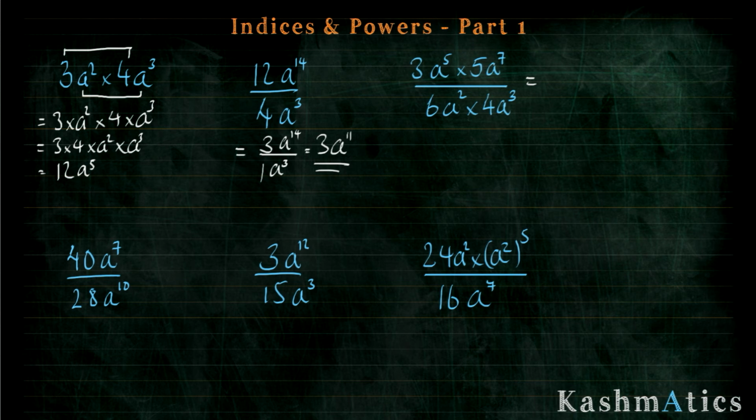So 3 multiplied by 5 is 15. a to the power 5 times a to the power 7. Now remember I need to add the powers. That would be a to the power 12. Divided by 6 times 4, which is 24.